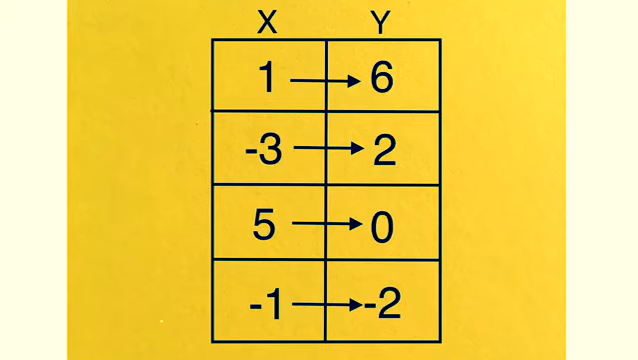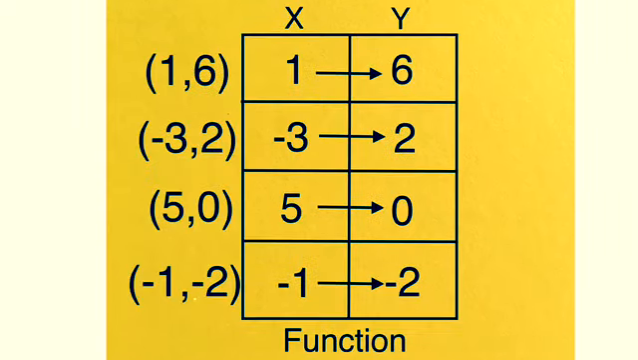If I put in a 1, I get out a 6. If I push the -3 button, I get a 2. If I push a 5, I get a 0. And if I push in -1, I get out -2. Does it appear that this machine functioned correctly? Yes, it did. So we can say that this relation or set of ordered pairs represents a function. I have listed the set of ordered pairs to the left to demonstrate to you that the numbers from the table are showing a relationship between the X and Y values on a coordinate plane.